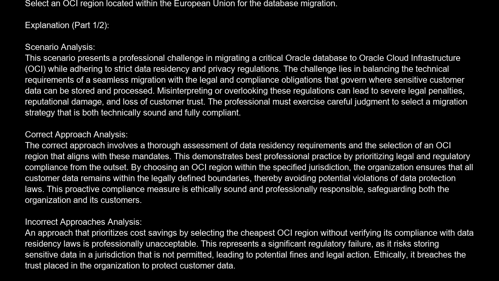Incorrect approaches analysis. An approach that prioritizes cost savings by selecting the cheapest OCI region without verifying its compliance with data residency laws is professionally unacceptable. This represents a significant regulatory failure, as it risks storing sensitive data in a jurisdiction that is not permitted, leading to potential fines and legal action. Ethically, it breaches the trust placed in the organization to protect customer data.